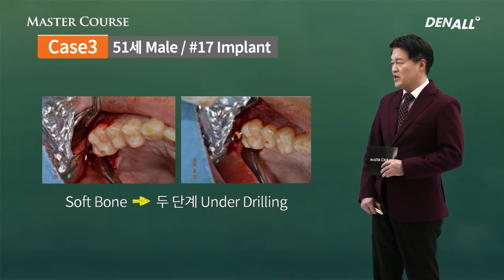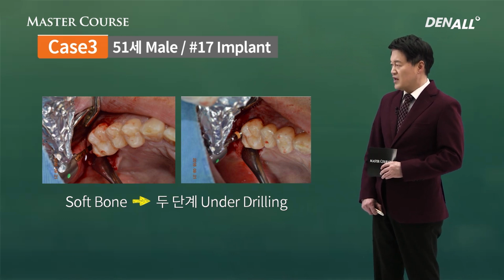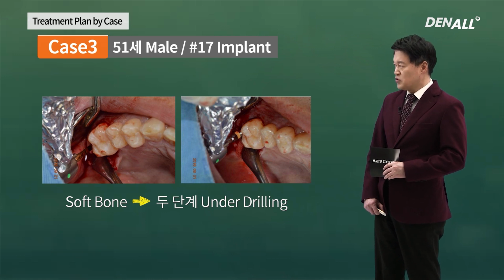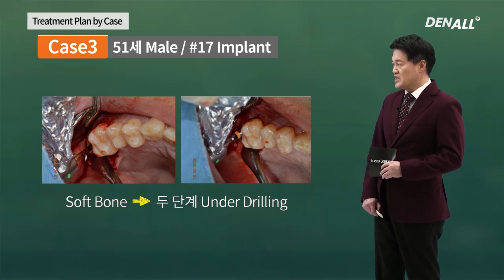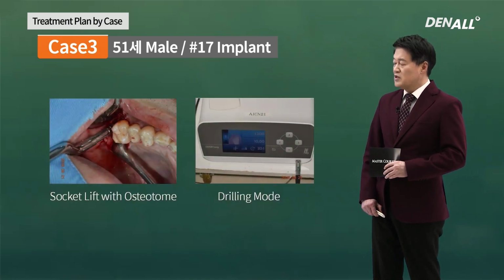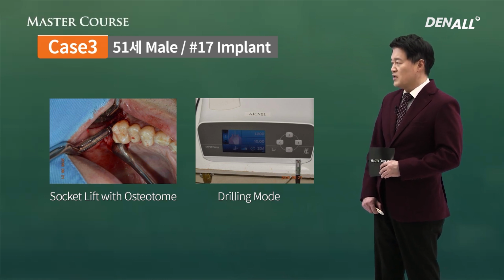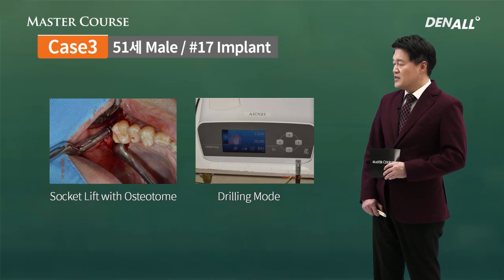It was a very soft bone, so for the final drill, I took it down by 2 sizes. I under drilled by 2 sizes. At the final stage, I used an osteotome similar to that size of the final drill, and socket lift was done, and it was on drilling mode.